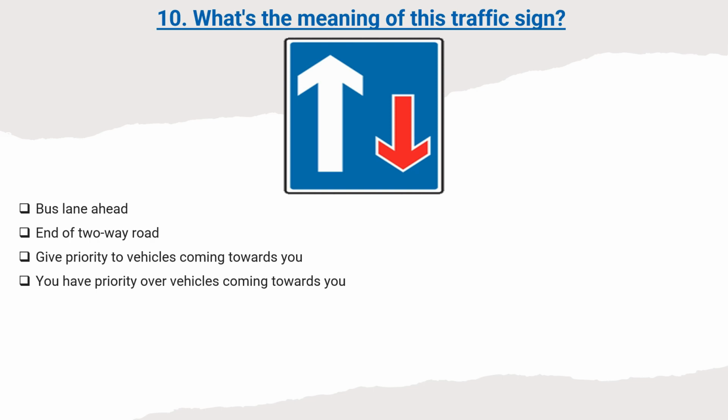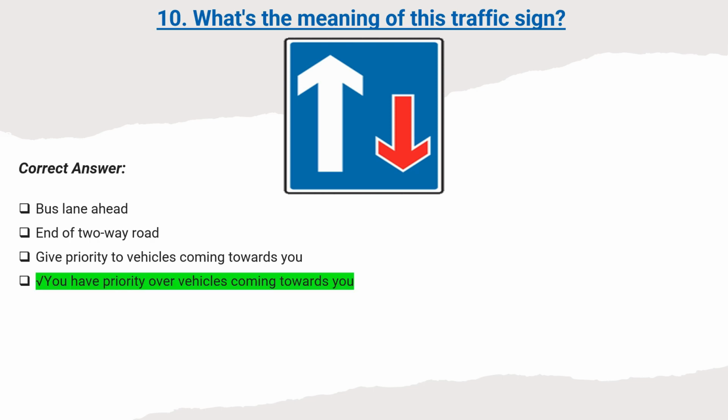10. What's the meaning of this traffic sign? Bus lane ahead. End of two-way road. Give priority to vehicles coming towards you. You have priority over vehicles coming towards you. Correct answer, you have priority over vehicles coming towards you.